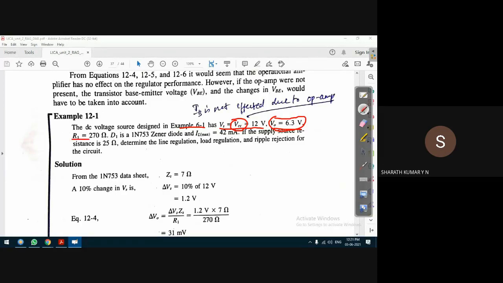And R1 is 270 ohms. What is R1, guys? It is the voltage divider resistance, 270 ohms. D1 is 1N750, which is a Zener diode, and the maximum current is 42 milliamps, because this maximum current determines the ripple in the output. The more the current, the more the ripple content in the output voltage. If the supply source resistance is 25, that is, Rs is 25.